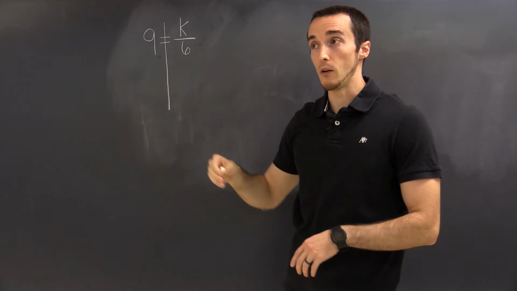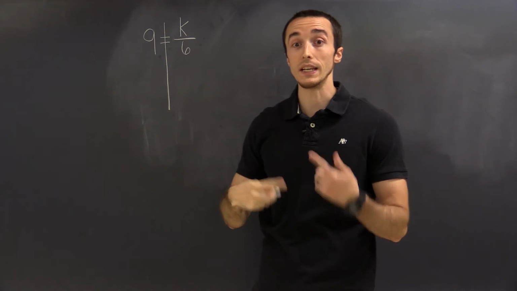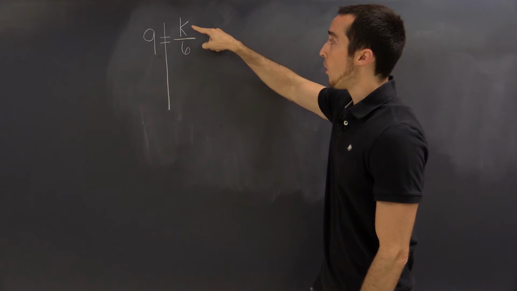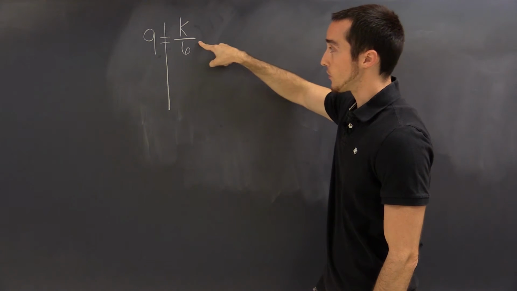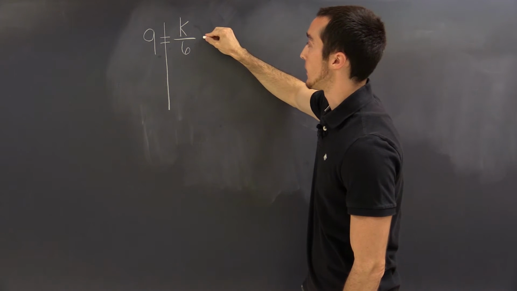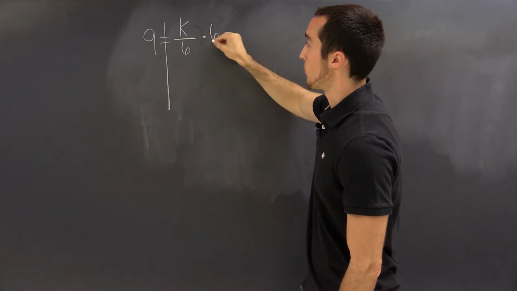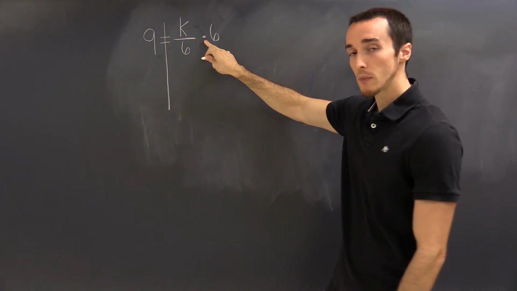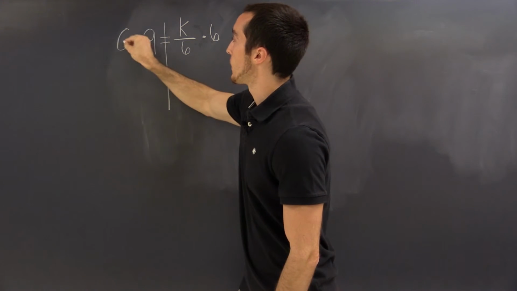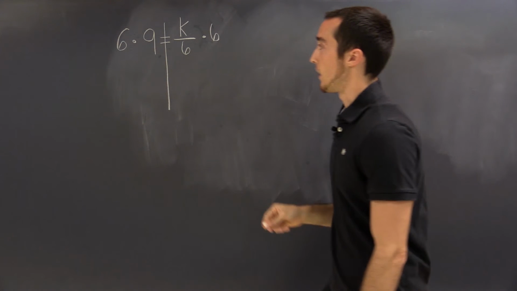Fraction bars mean divide. Well, think about inverses. What's the inverse or the opposite of division? It's multiplication. So all I'm going to do is the inverse of what's happening to k. Right now, k is being divided by 6. I can reverse that or do the inverse by multiplying by 6. I just put a little dot to show multiplication, and then I come over here to the other side and put a dot as well.